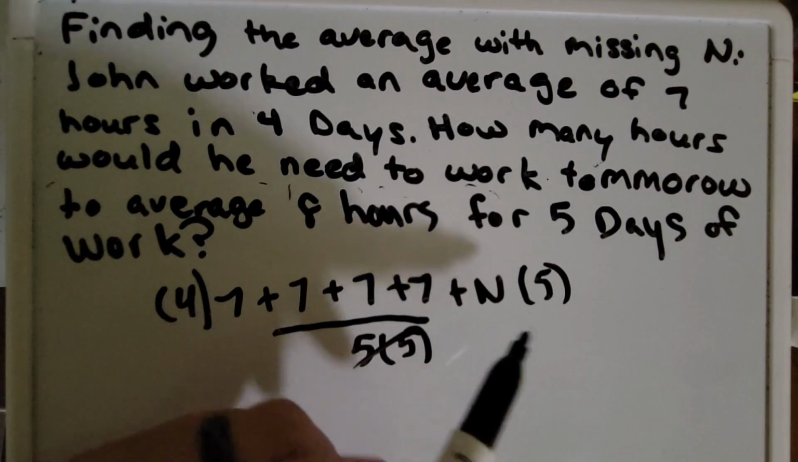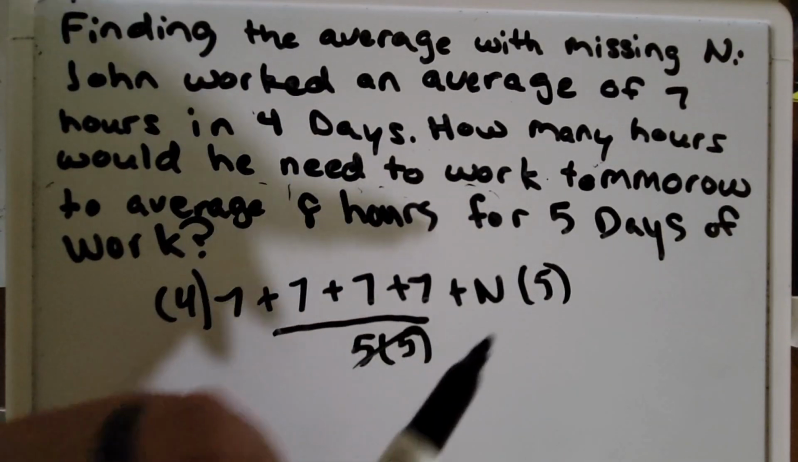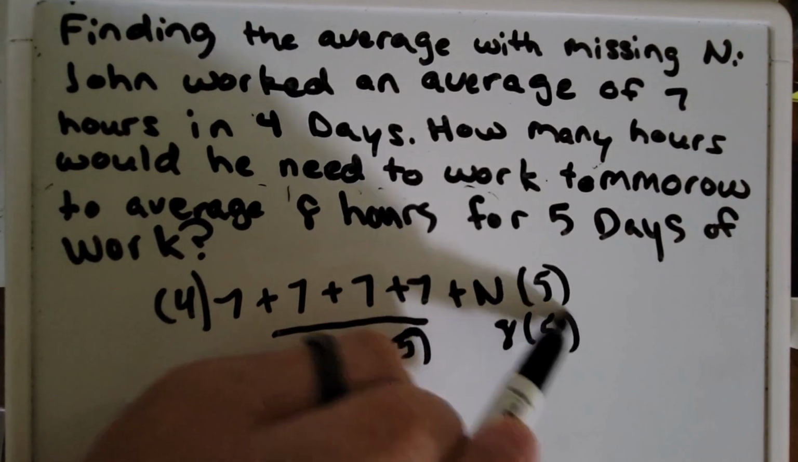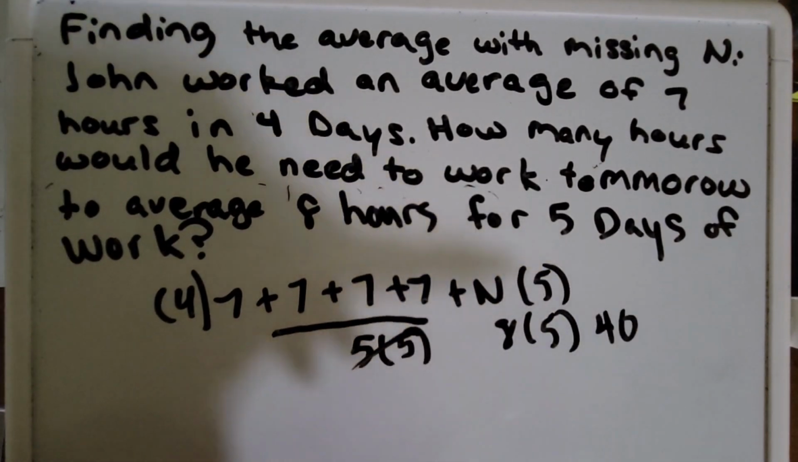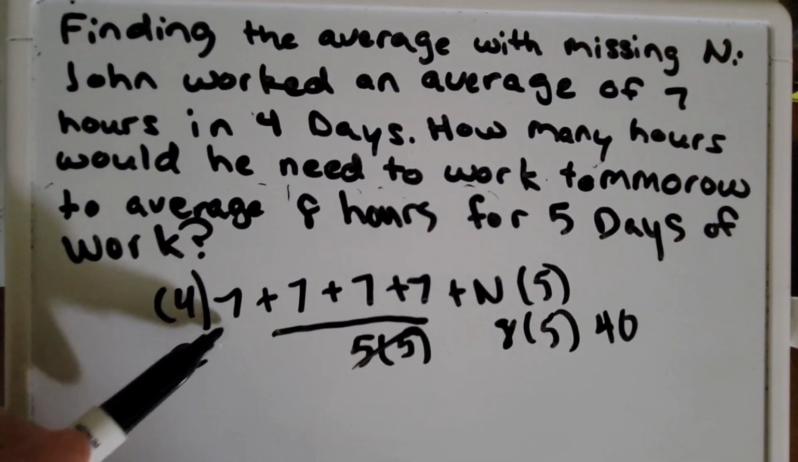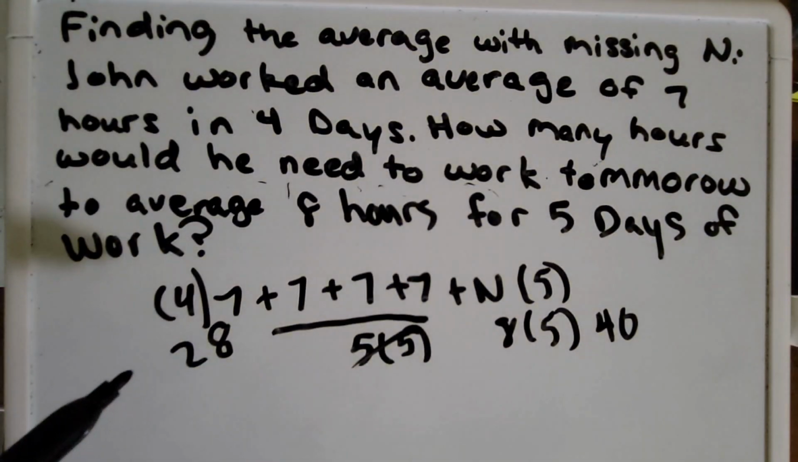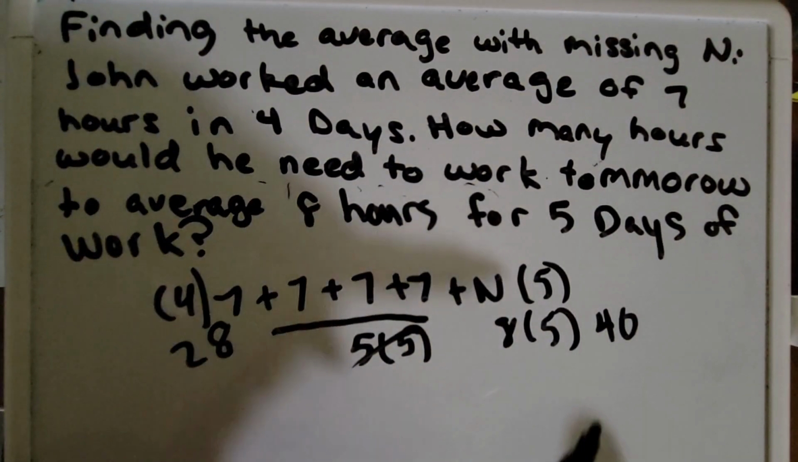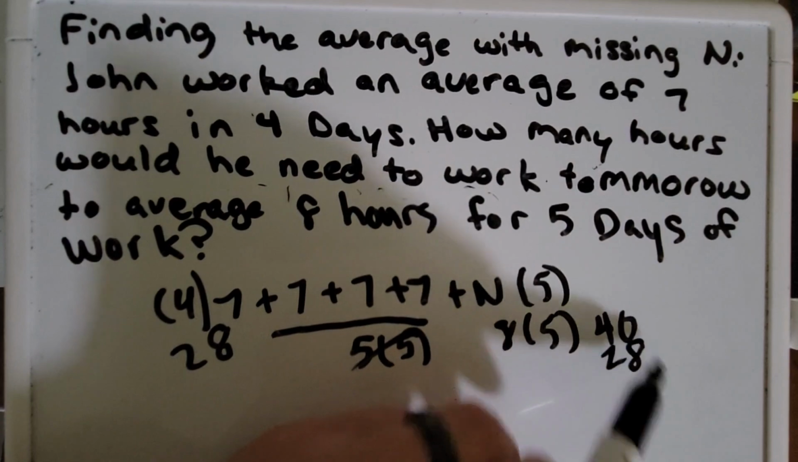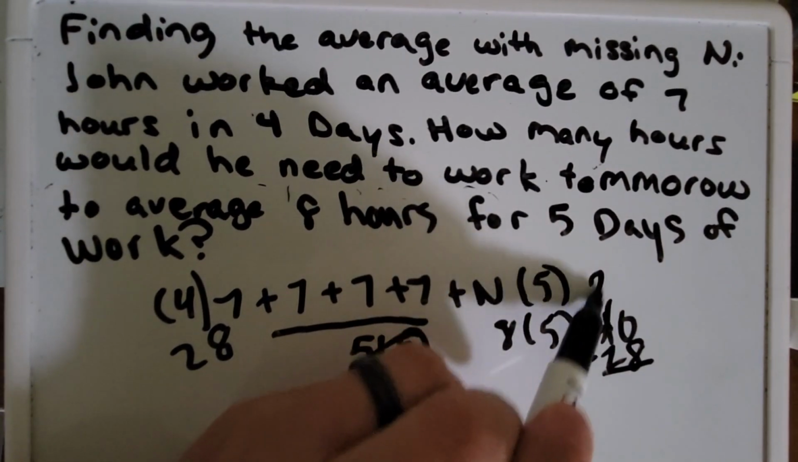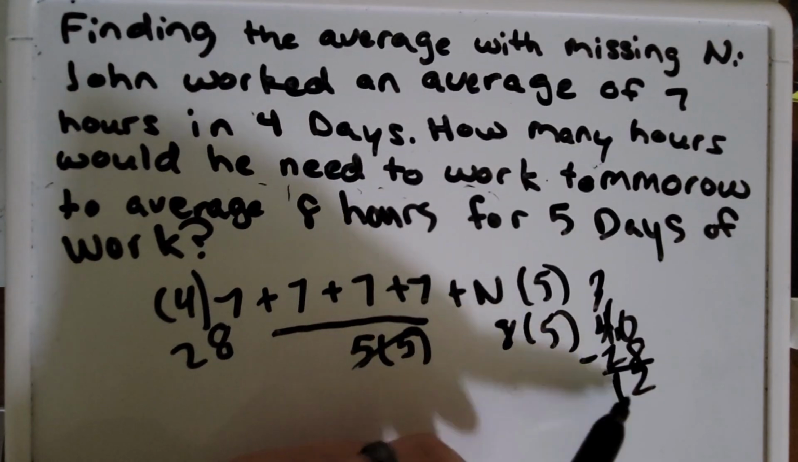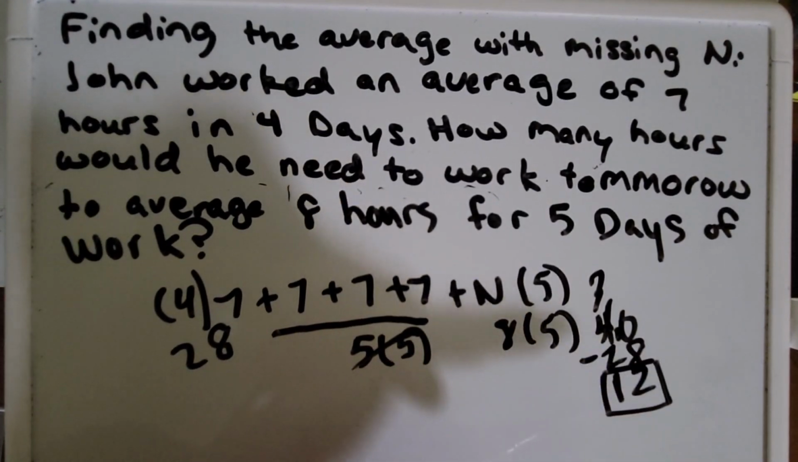right? N is going to equal 8 hours because that's what we're trying to average, right? So n equals 8 times 5. That's going to equal 40. 4 times 7, that's going to equal 28. So we're going to take the number we have, 28, subtracting from the number we're aiming for, essentially. So 28 minus 40, that's going to leave us with 12. That is our answer, actually, right?